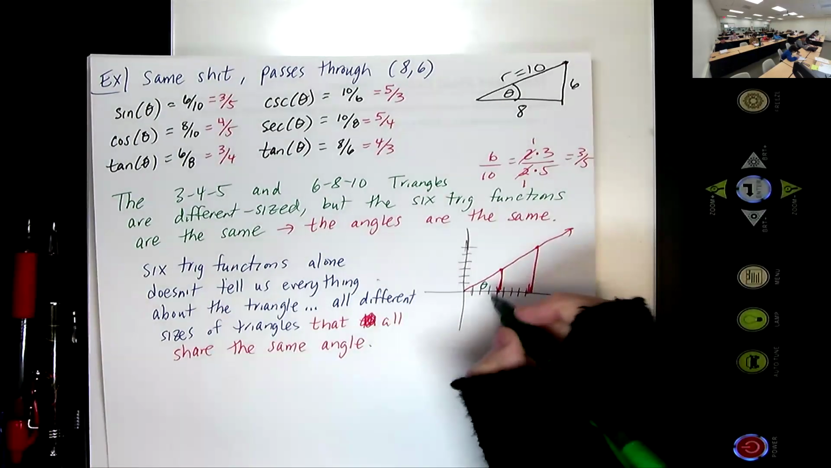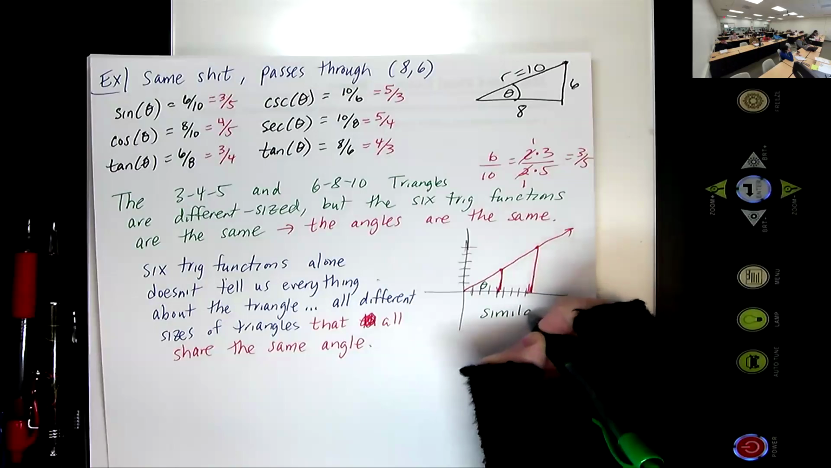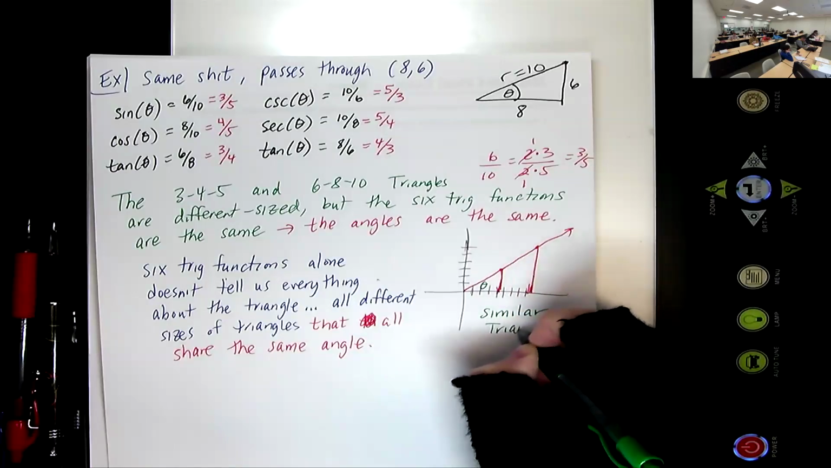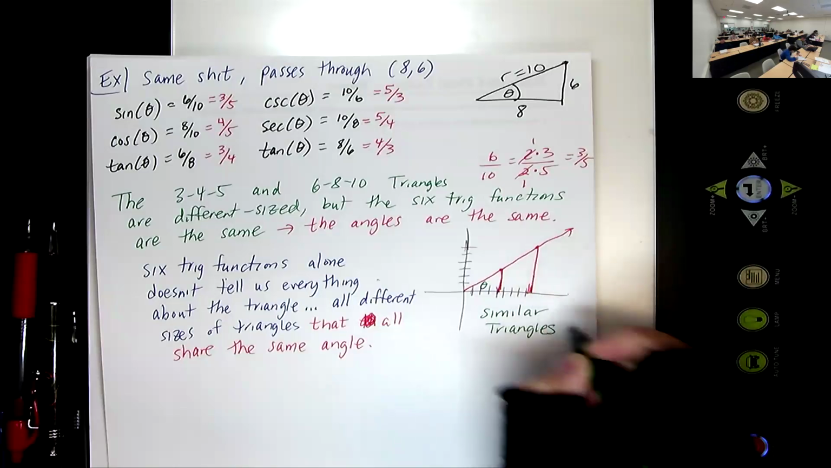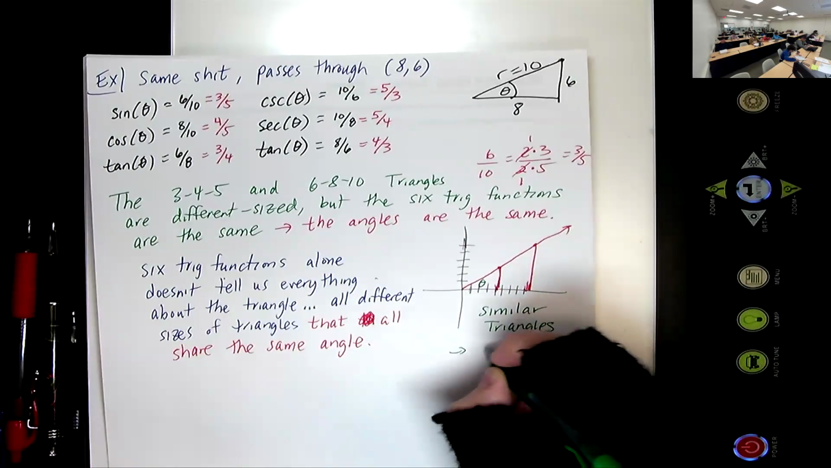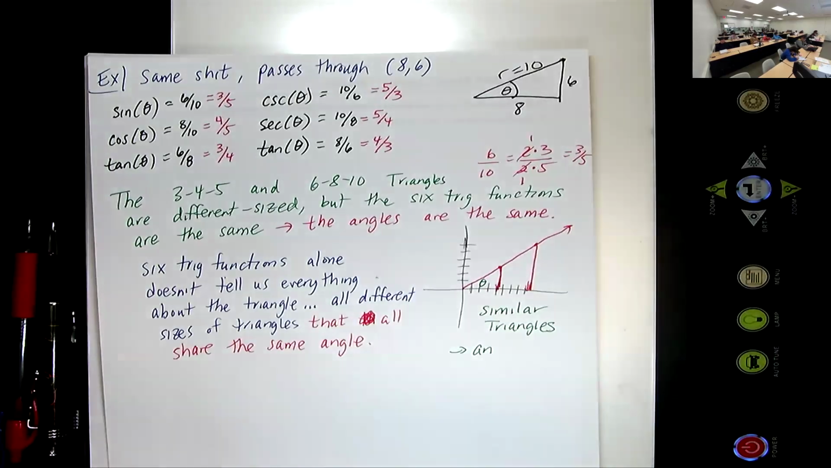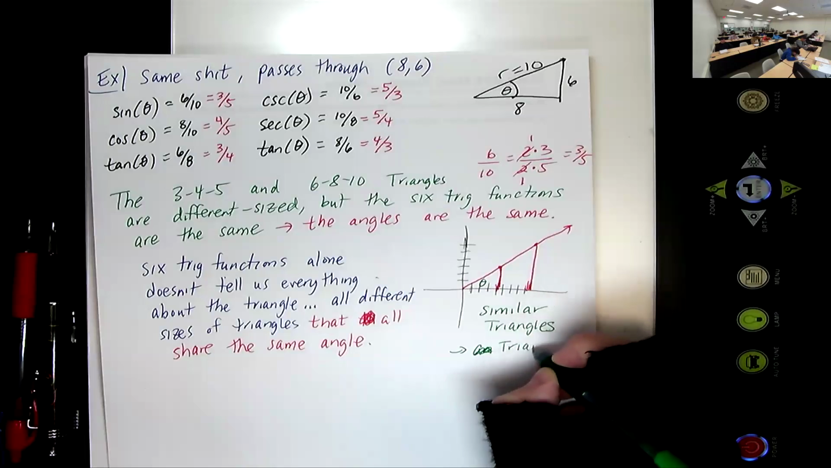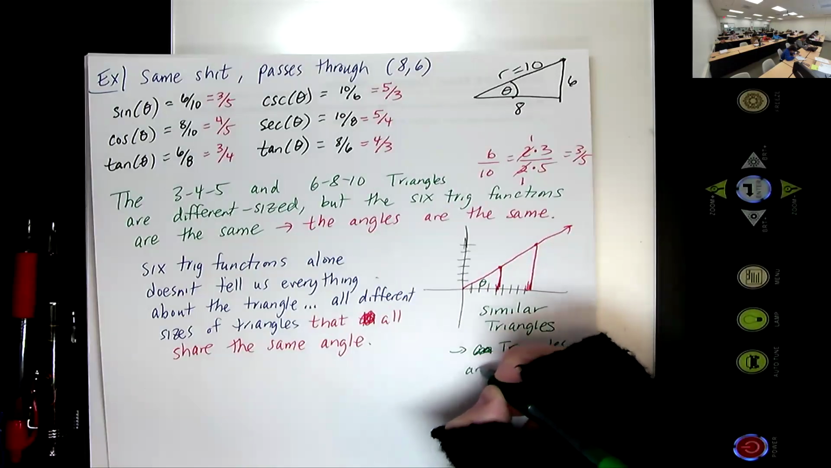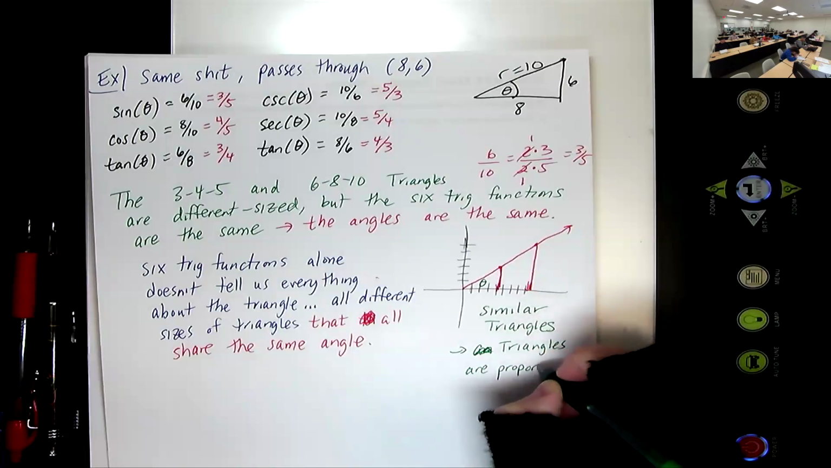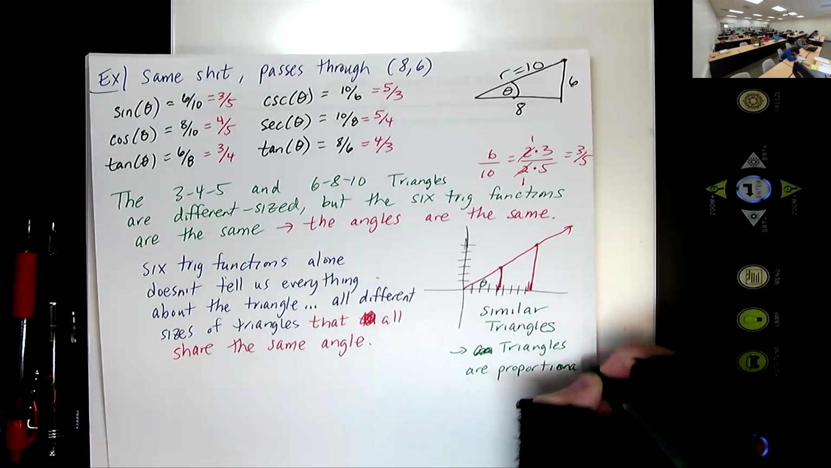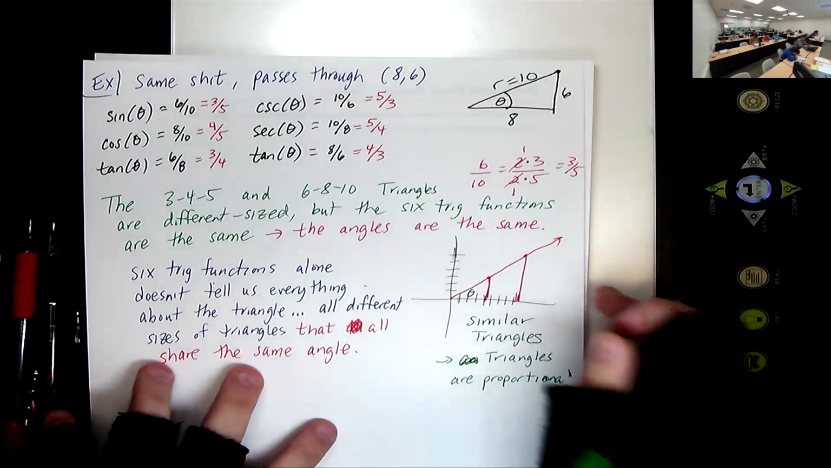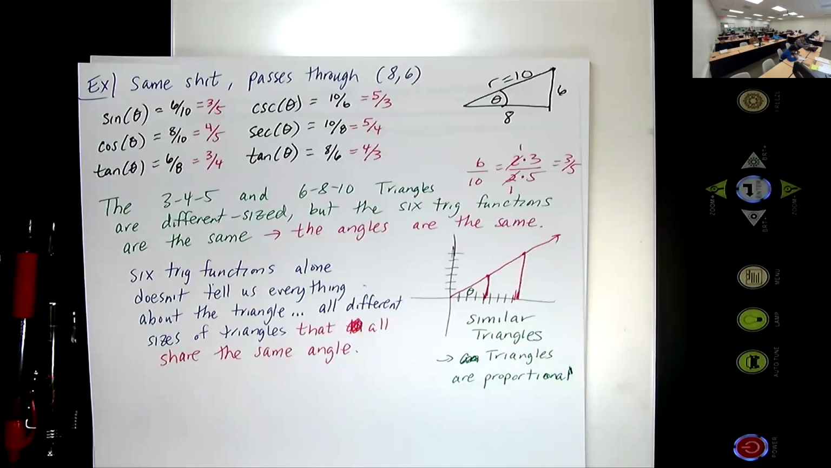We have a word for these triangles. These triangles are called similar triangles. And what that means is their angles are the same and everything about the triangles is proportional. They all have the same proportions with that theta. Proportion is like a fraction, so they can all be reduced to the same fraction.